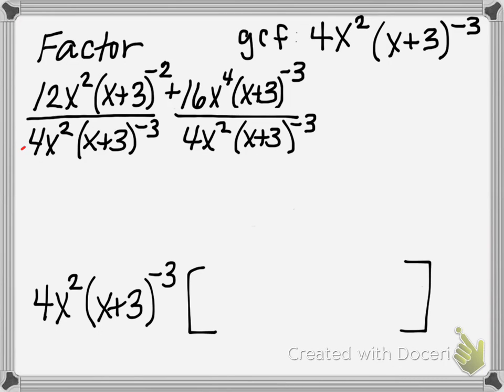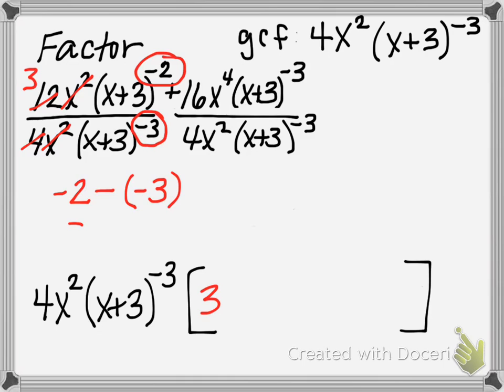So now, let's divide. 4 divides into 12 3 times. The x squared divides into the x squared once. And then we have this x plus 3. The top is raised to the negative 2 power, and the bottom is raised to the negative 3 power. And remember, when we're dividing in this way, we subtract our exponents. So it's the top exponent of negative 2 minus the bottom exponent of negative 3. In other words, we're going to end up with negative 2 plus 3, which will give us an exponent of 1. So we end up with x plus 3 raised to the first power, but we know we typically don't write the exponent if it's a 1.